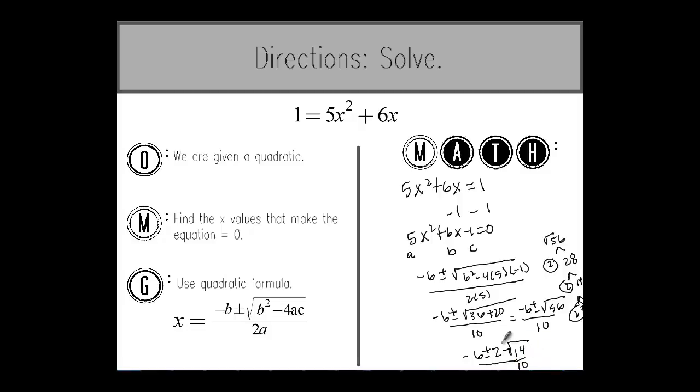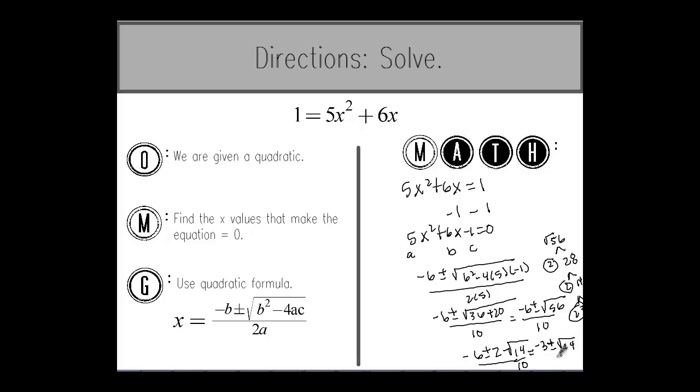Once I'm at this point, if I want to simplify this, I know that negative 6, 2, and 10 are all divisible by 2, so I'm going to divide each of these by 2. 6 divided by 2 is going to be negative 3 plus or minus. 2 divided by 2 is 1, so I'm going to let that cancel itself out.